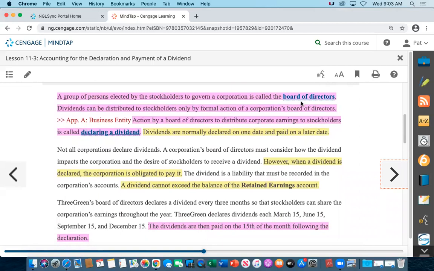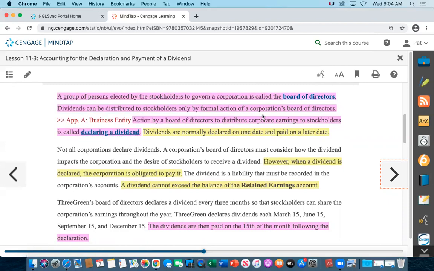The board of directors, these people are elected or appointed. It's a group of people that make decisions for the company. Dividends can be distributed to stockholders only by a formal action of this board of directors, this group of people that are governing the corporation. The corporation's board of directors could be the owner, the CEO, and the CFO. It could be just 3 people. If it's a small corporation of 15, it doesn't have to be everybody. Action by the board of directors to distribute corporate earnings to stockholders is called declaring a dividend.